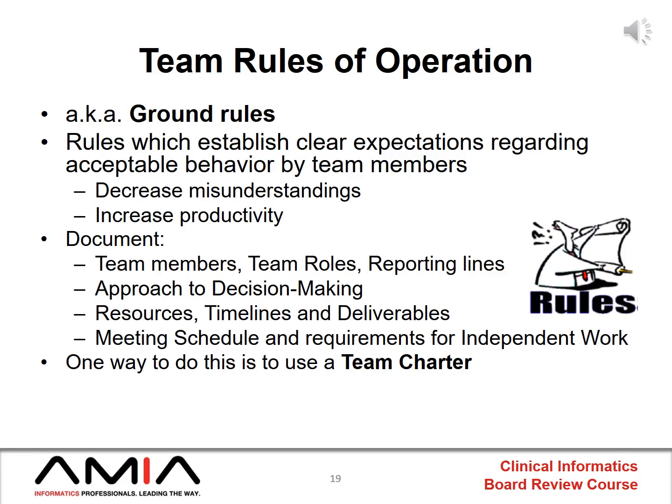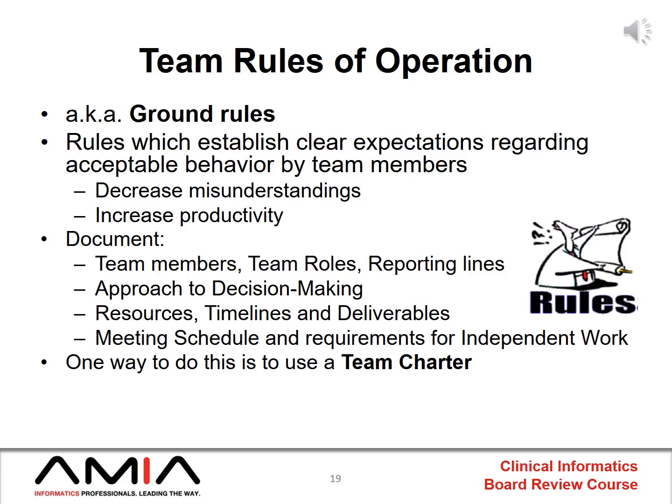Rules for operation can include things such as who the team members are, what their roles are, and who they report to, as well as the approach that the team will take to decision making, any resources, timelines, or deliverables, and then a meeting schedule and any requirements for independent work.